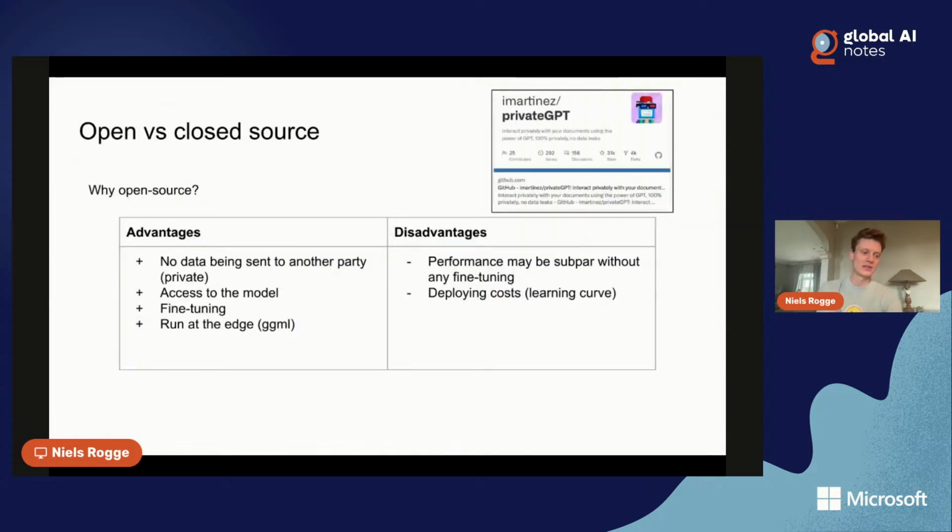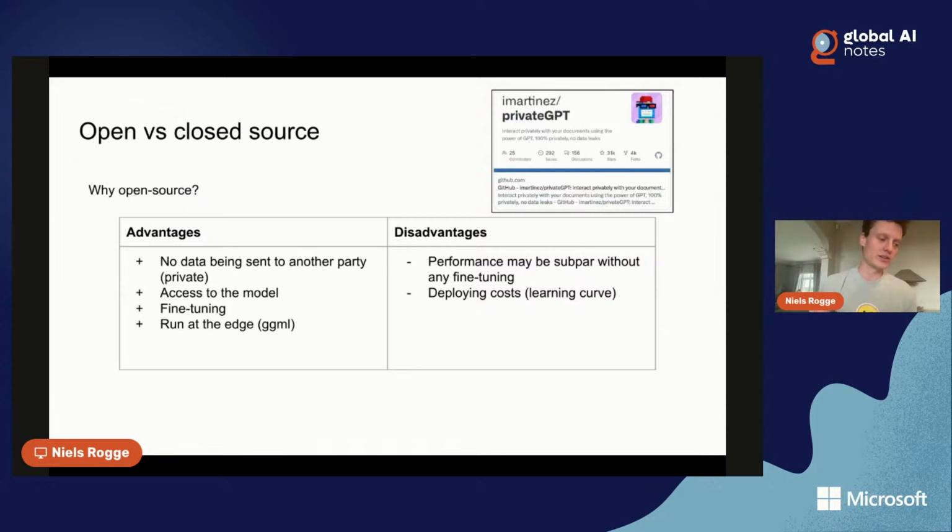A final note is a comparison of open versus closed source. Why would you choose an open source solution for AI? Well, there are some advantages and some disadvantages, just like with closed source. The main advantage is that you're not sending any private data to another party, so everything is kept private. That's definitely an advantage of using an open source model. You directly have access to the model, so you can also have insight into how the model is being trained and what data went in. You can start fine-tuning it, and then you can eventually also deploy it or run it, for example, at the edge using a library like ggml.